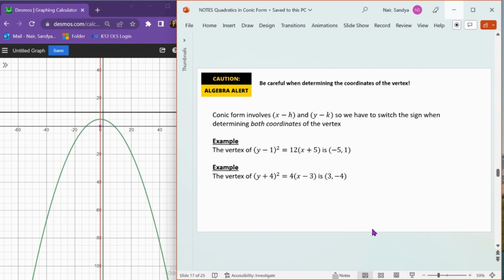So once again, remember to be careful when determining the coordinates of the vertex. Since we have x minus h and y minus k in our equation again, we have to switch the signs when determining both coordinates of the vertex. So the vertex of y minus 1 squared equals 12 times x plus 5 will be -5, 1, because h has the opposite sign and k has the opposite sign. The vertex of y plus 4 squared equals 4 times x minus 3 will be 3, -4, because h has the opposite sign and k has the opposite sign.